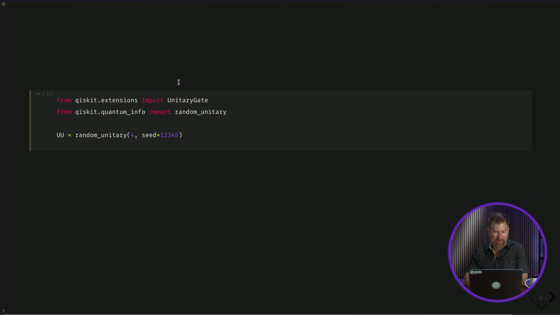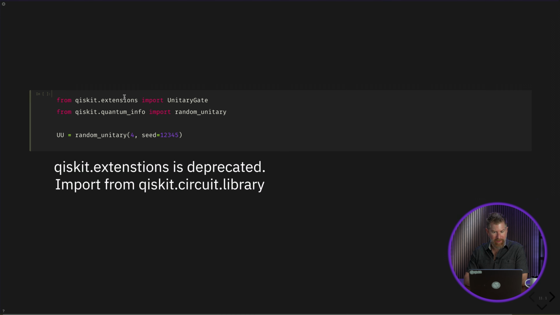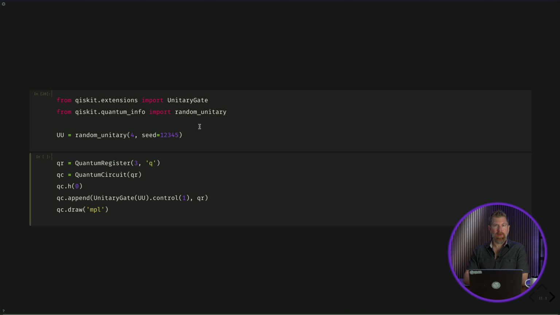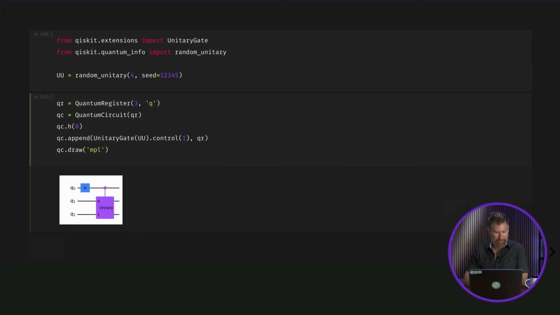Let's pick an arbitrary 2-qubit unitary. We can do that by importing UnitaryGate from qiskit.extensions and random_unitary from qiskit.quantum_info. We instantiate our random unitary with a seed of 1, 2, 3, 4, 5, with a dimension of 4, which is 2 to the 2 corresponding to 2 qubits. The Hadamard test works by starting out similarly to phase estimation, but only applying one Hadamard gate and the unitary controlled on a single qubit, like we do here.